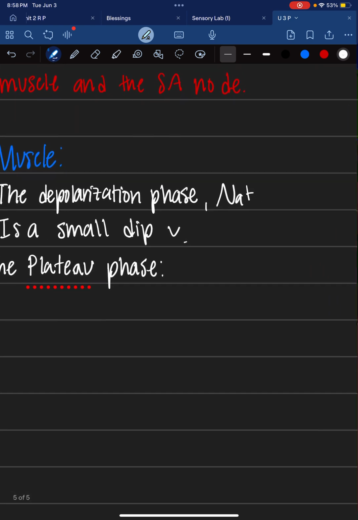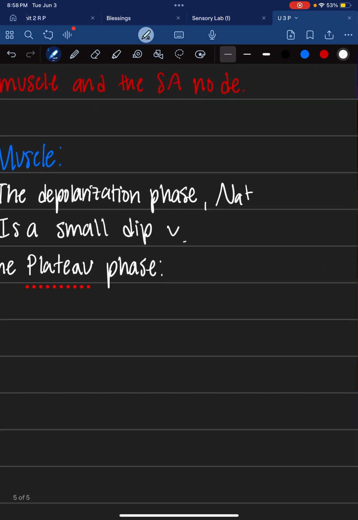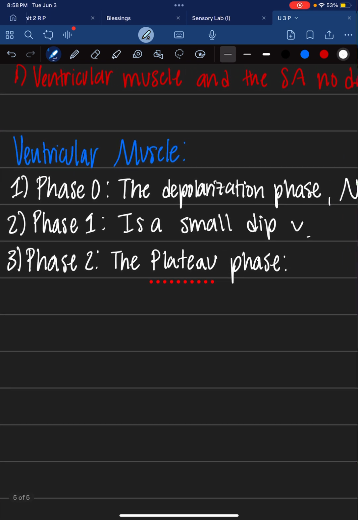So this is kind of important in the heart muscle. So calcium channels open and calcium flows in. So this balances the potassium going out. And so this helps the heart contract properly.